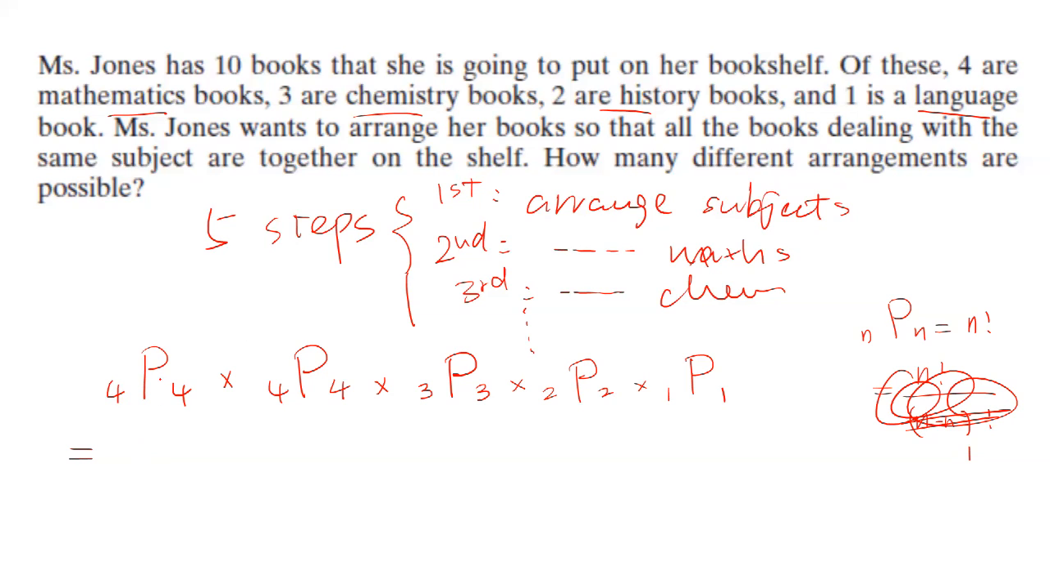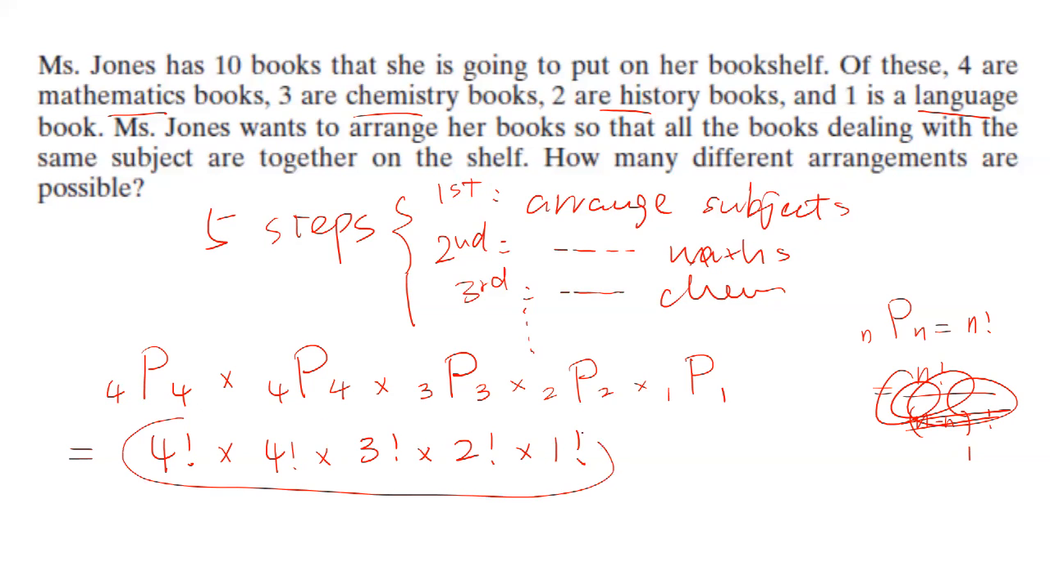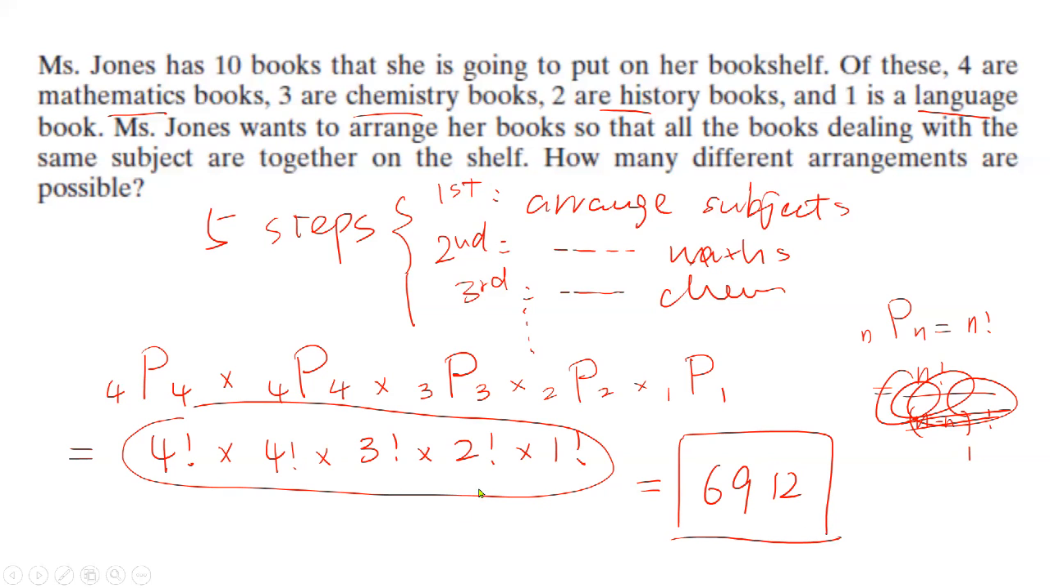So this means P44 is 4 factorial times 4 factorial times 3 factorial times 2 factorial times 1 factorial. So this is our final result. So you really will need to calculate this number. This number is 6912. Okay, have a look at this. Any questions?